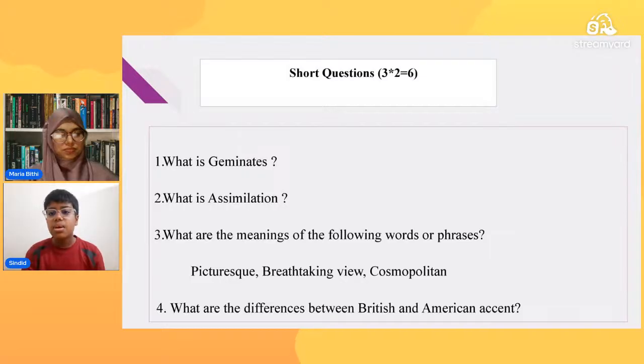Assimilation. Well, assimilation is the sound change that goes consonant to consonant, such as if a word ends with a consonant and the next one starts with a consonant, then we call it assimilation. That's it. Okay, done. Okay, fine, Sindit.